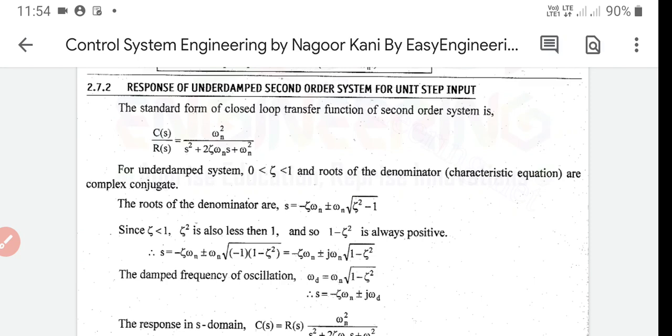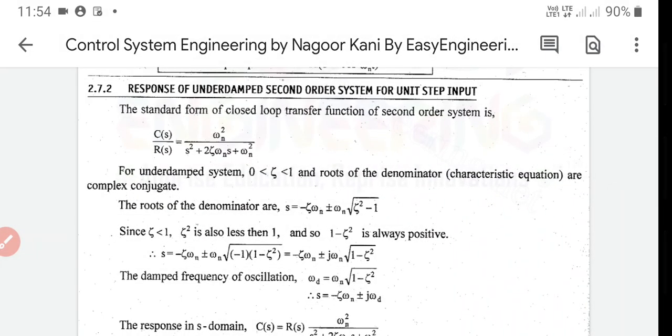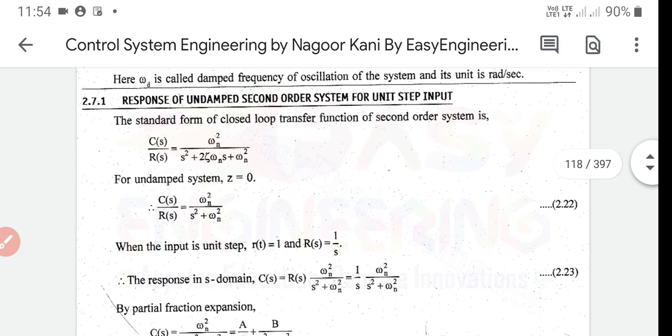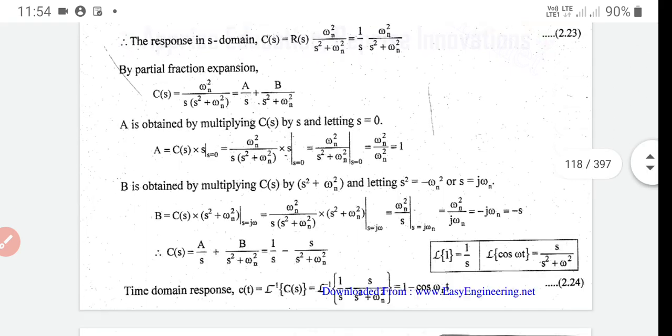In yesterday's class, we discussed the second order system and how to find the response of the second order system for the unit step input based on the zeta value, right? In the last class, we derived the response of the undamped second order system for unit step input, that is, zeta equal to 0. So this is the derivation we had derived in the previous class. Zeta value is 0, so that is nothing but the undamped second order system.